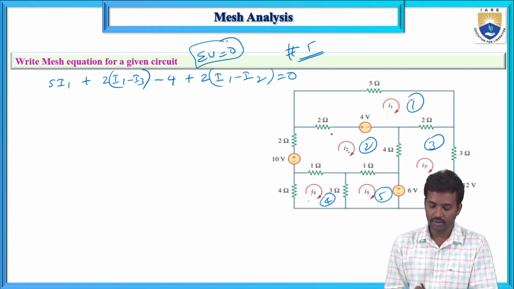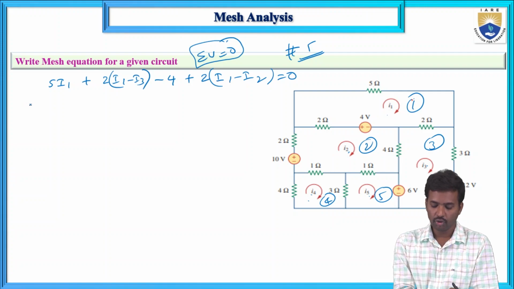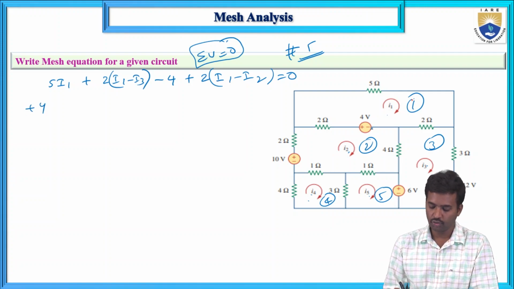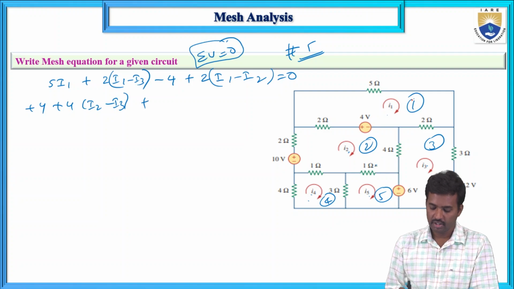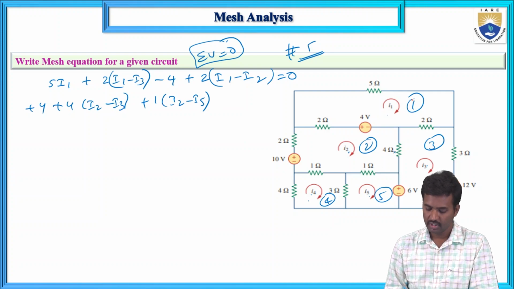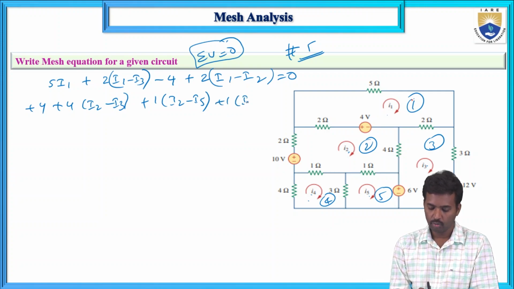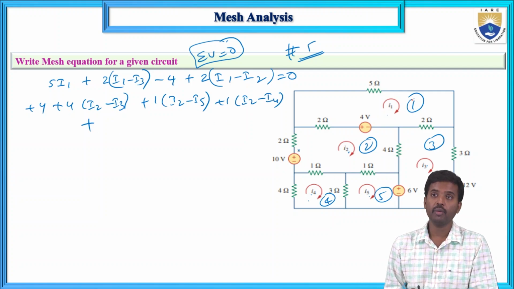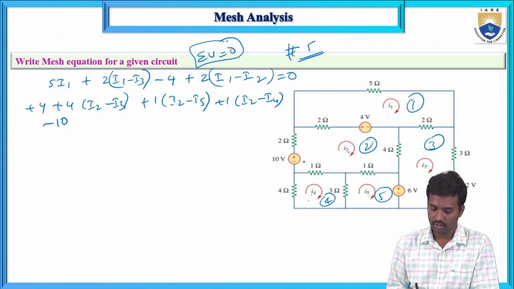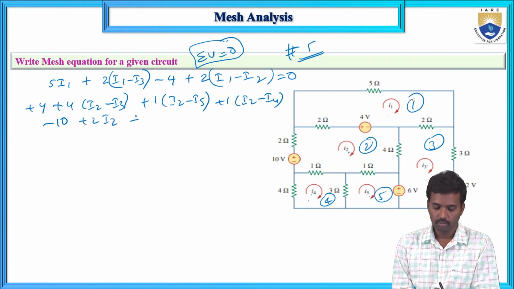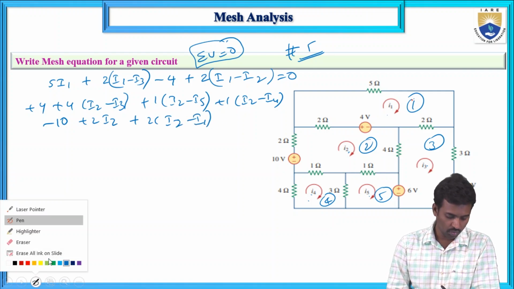And second mesh equation, that current is flowing from plus to minus, plus 4 into I2 minus I3 plus I2 minus I1, 1 into I2 minus I5, plus 1 into I2 minus I4, plus current is flowing from minus to plus, so that is minus 10, and plus 2 into I2 minus I1. So this is equation number 1.